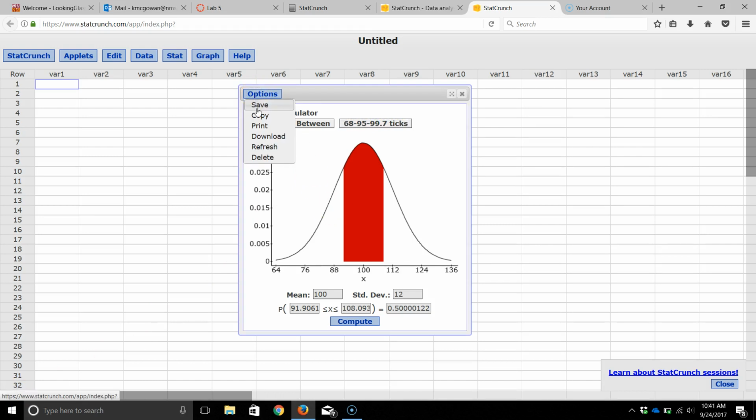Remember to save your result after each calculation so that you have all of your results saved in order to attach to your lab report.